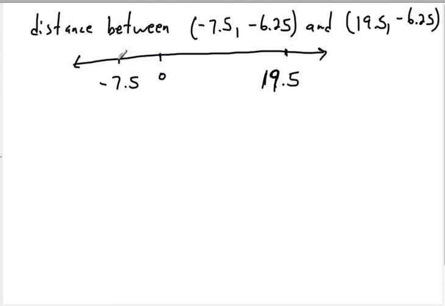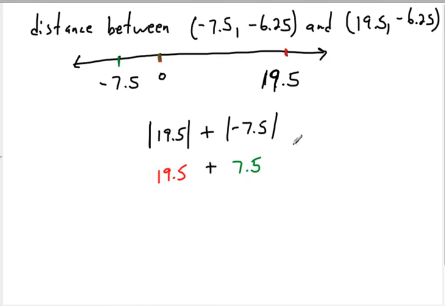So the distance from 19.5 to 0, which we show as absolute value, is equal to 19.5. And the distance from -7.5 to 0 is 7.5. So what we have is the distance from here to here is 19.5, and the distance from here to here is 7.5. And so when you add those distances together, you can tell how far apart these points were, which looks like 27 units.